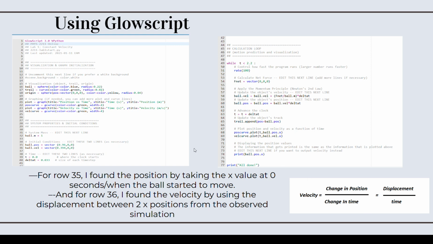Now on to GlowScript for the coding simulation. As you can see, these are the coding rows I made, and for row 35 specifically, I found the position by taking the X value at 0 seconds when the ball started to move. So as you saw in the video, it started at 0 seconds, and it was at position 0.96. And I found the velocity for row 36 by doing the change in position over the change in time. And on the right, you can see the velocity formula here.